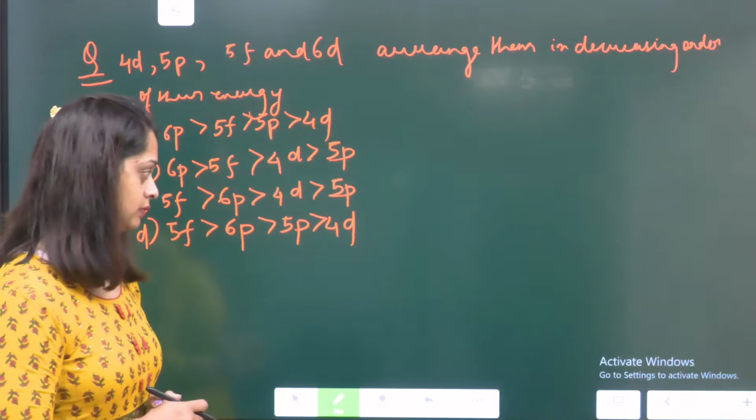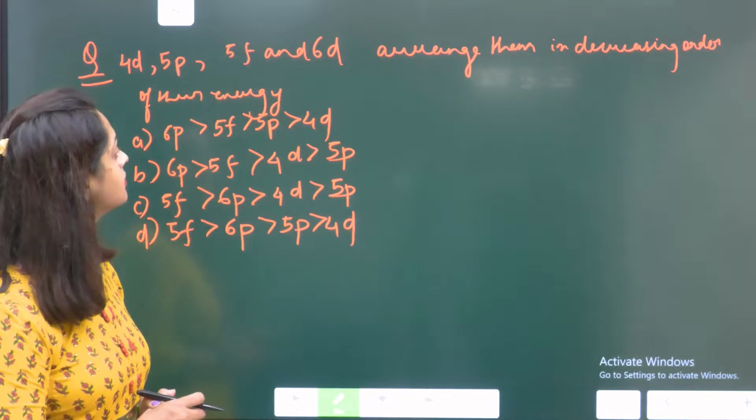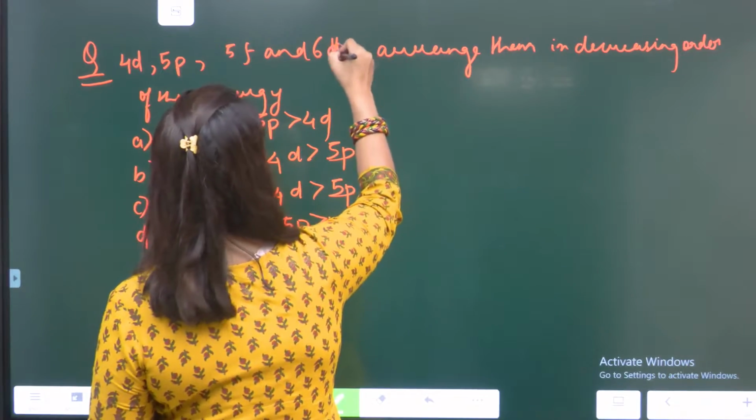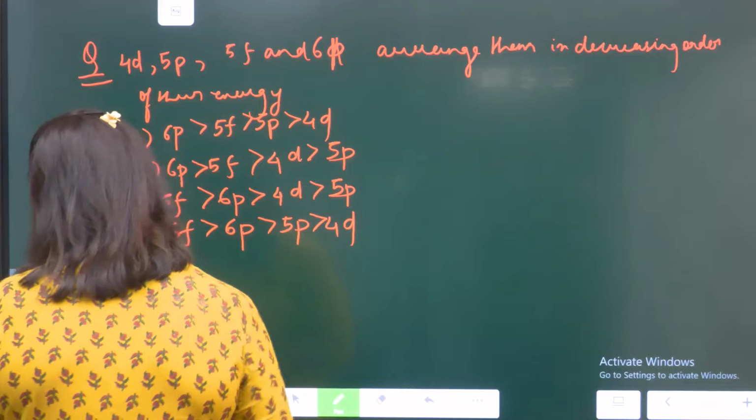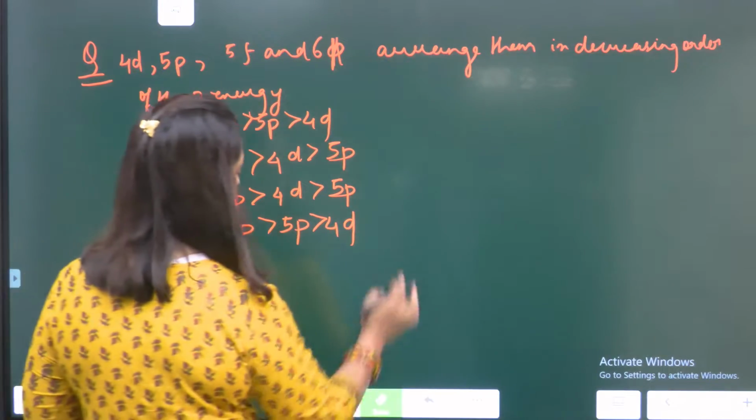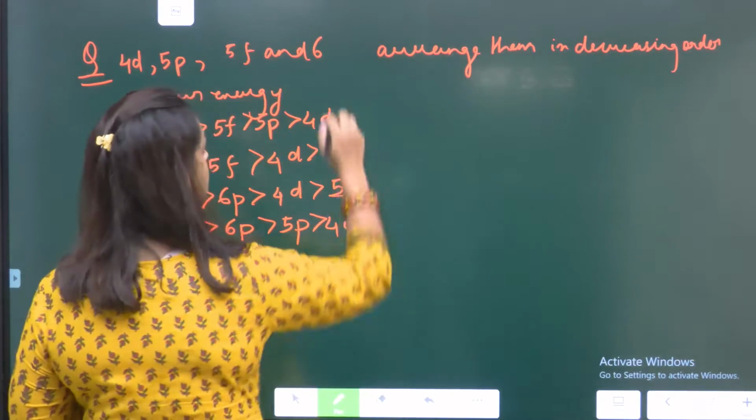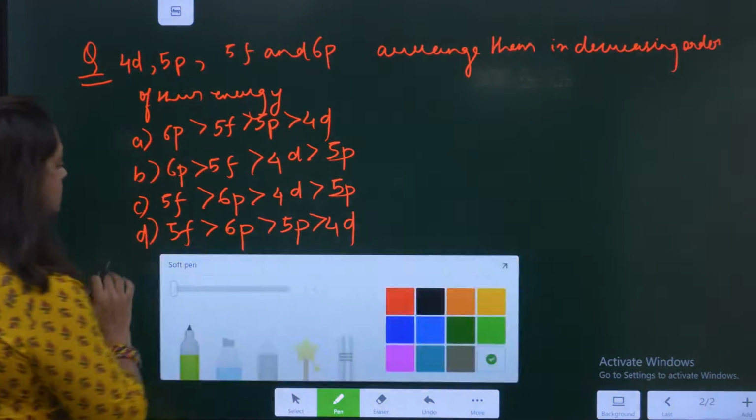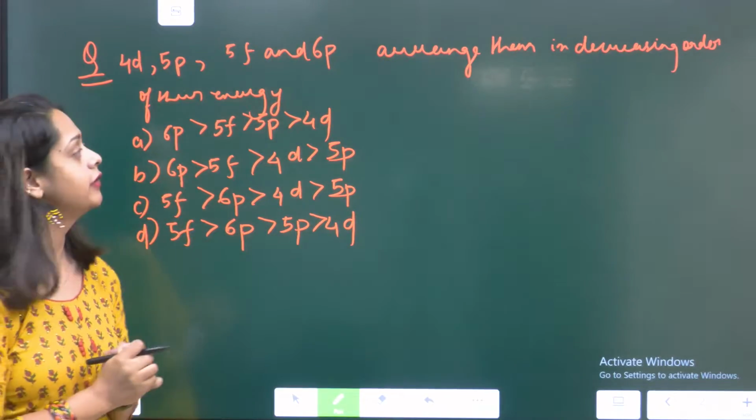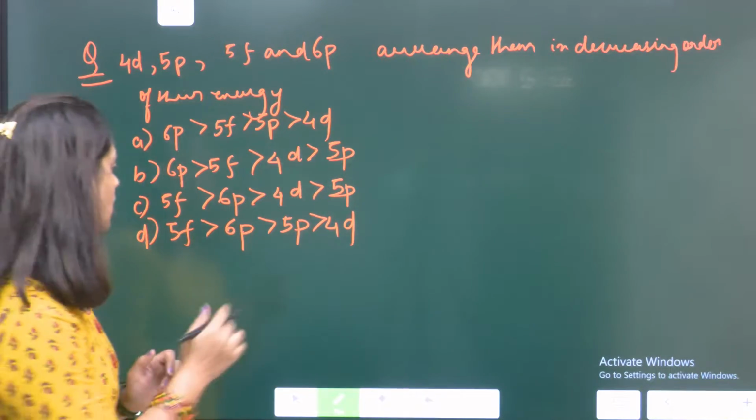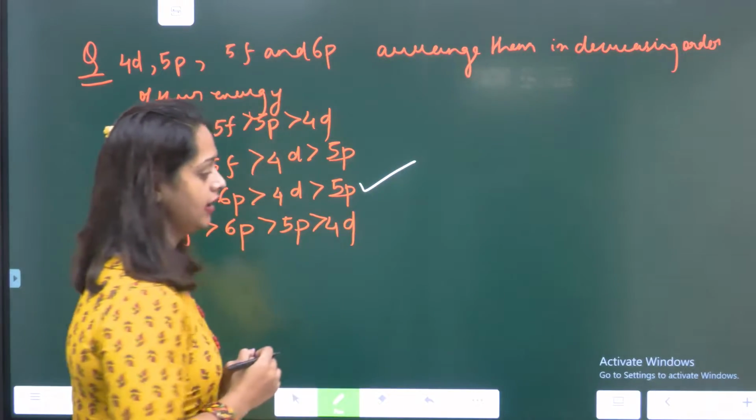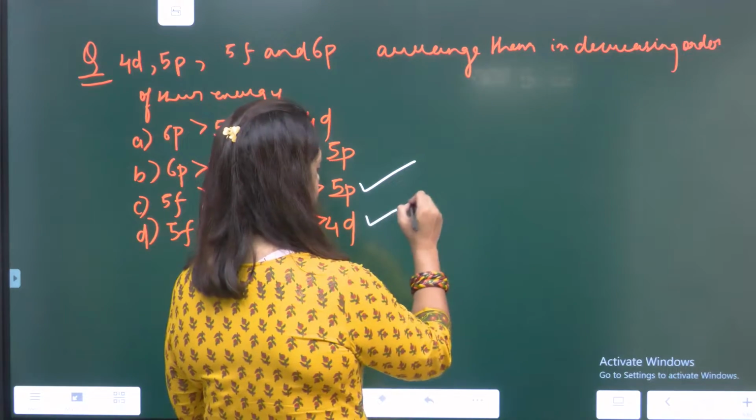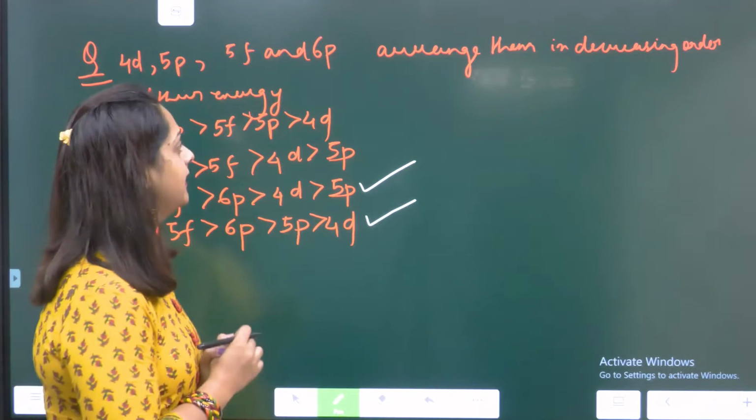Ma'am, in the question there is 6d, ma'am, but in options there is 6d nowhere. Okay, it is 6p then. I'm sorry. Clear? 6p. My mistake. So I'm getting option C. Option C. Anybody else? Option D. Reshma is saying option D. Anybody else?